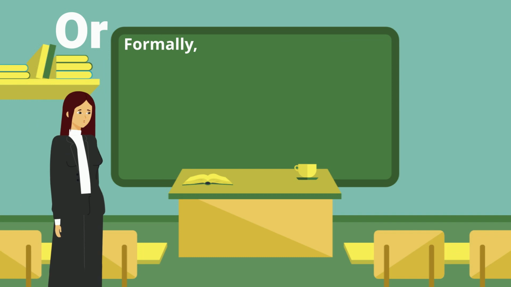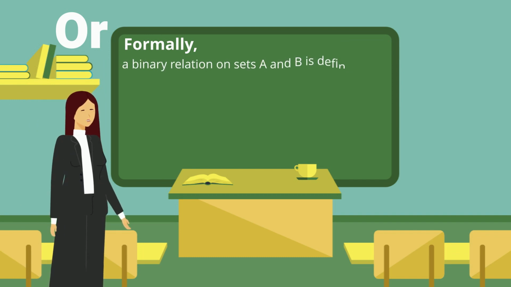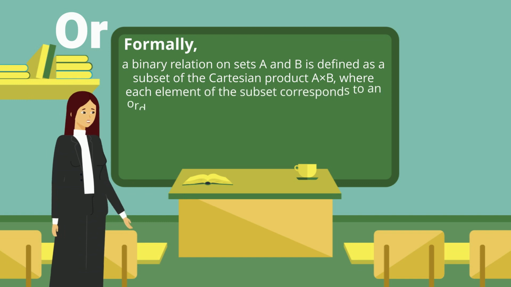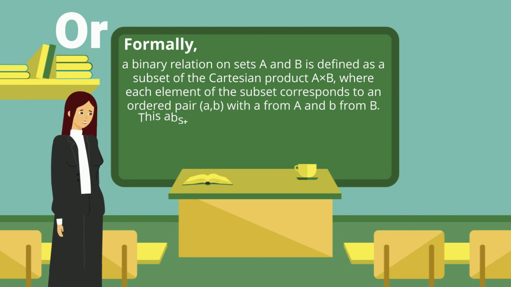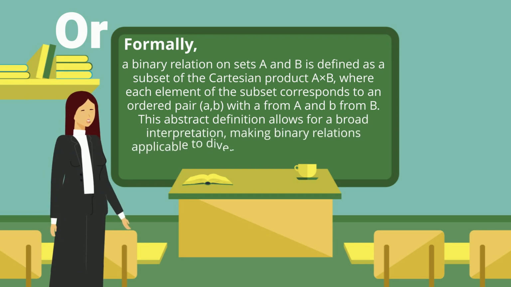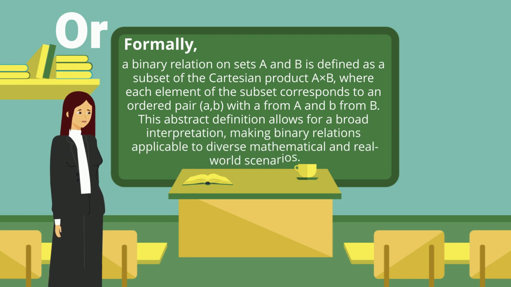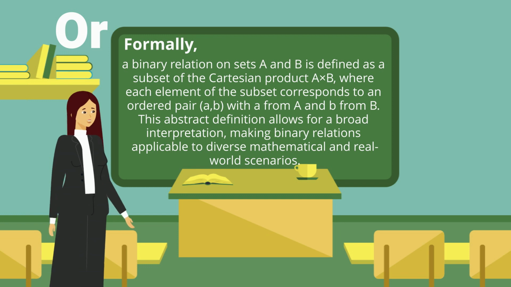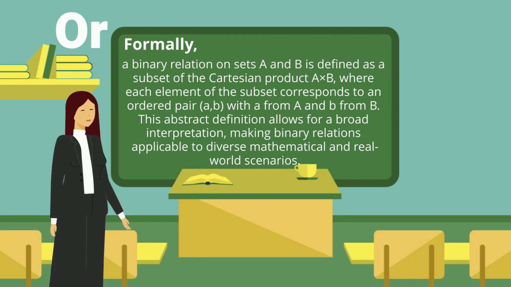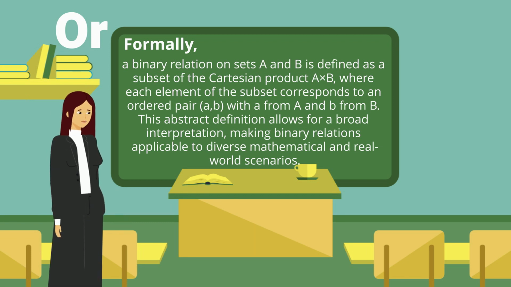Or, formally, a binary relation on sets A and B is defined as a subset of the Cartesian product A × B, where each element of the subset corresponds to an ordered pair (a, b) with a from A and b from B. This abstract definition allows for broad interpretation, making binary relations applicable to diverse mathematical and real-world scenarios.